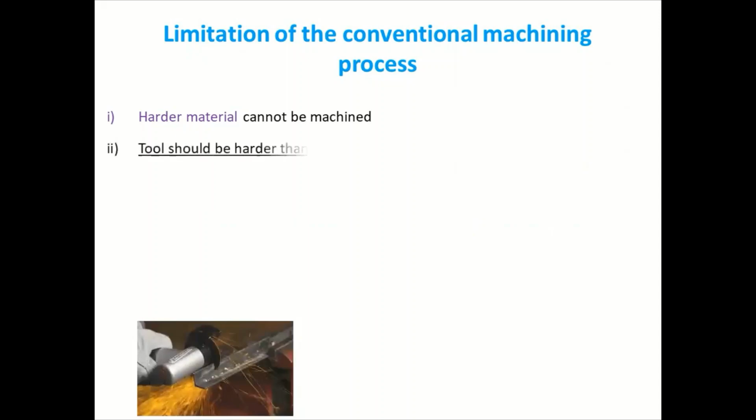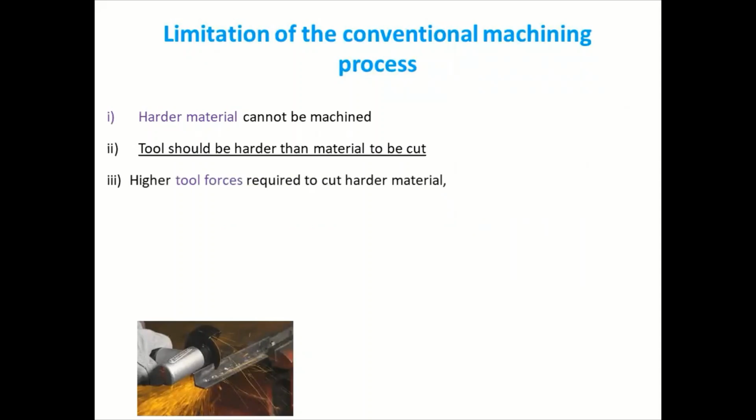Then the limitation of the conventional machining process. In this case, the harder material cannot be machined in the conventional machining process. Tool should be always harder than the material to be cut. If you see here, I have shown one angle. We are cutting it with the grinder, hand grinder, we can say. And in this case, the tool is always harder than the material. Also, the force which has to be applied to cut the harder material is also more in the conventional machining process.